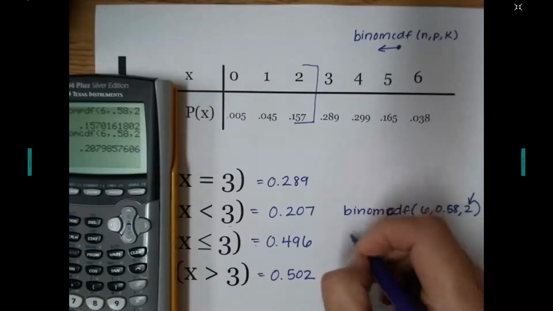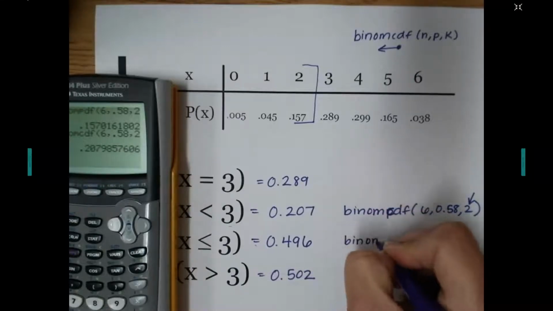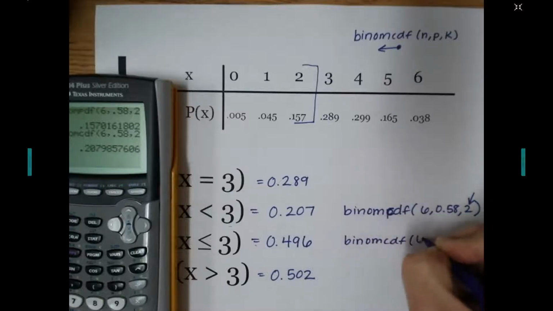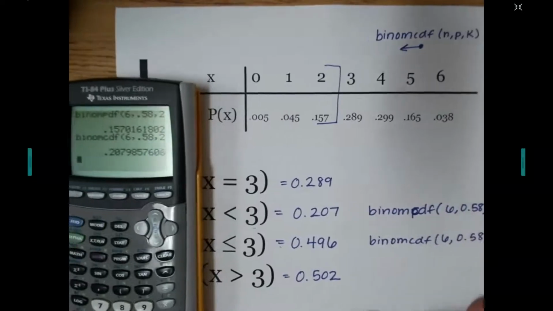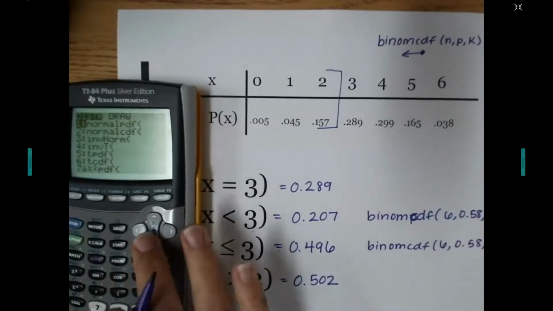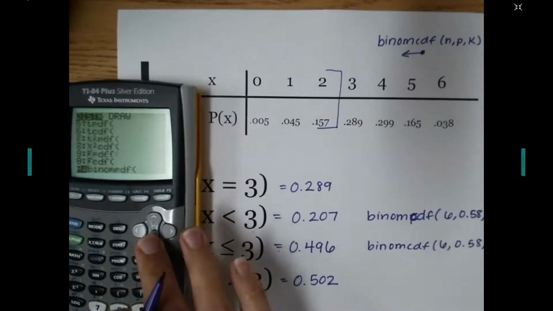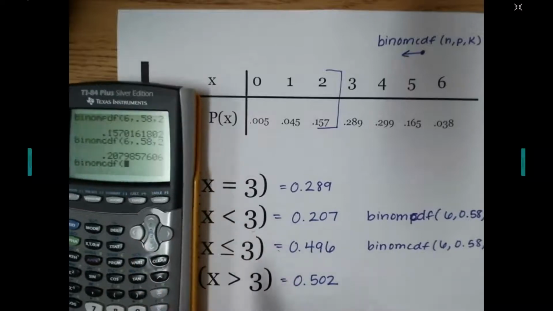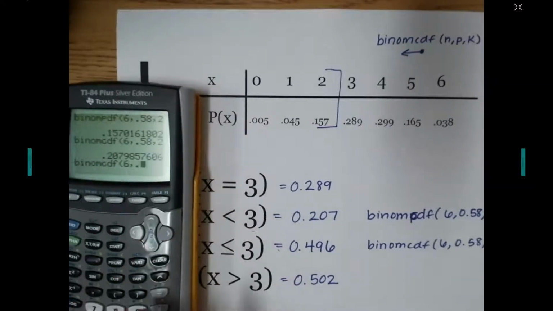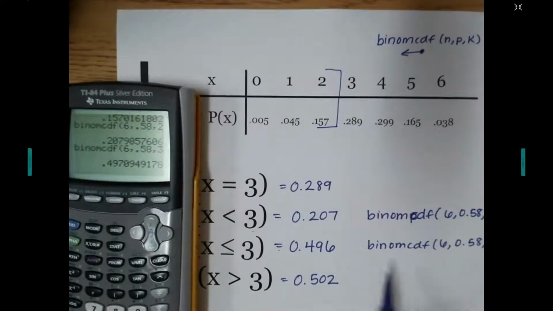Now on this next one, I could still use binomial CDF. And this time, the highest number I want to include is 3, because it's including the 3. So again, just to practice this again, second vars, down to binomial CDF. 6, comma, probability of success is 0.58, comma, this time we're going all the way up to 3, and that's pretty close to what we got by hand.